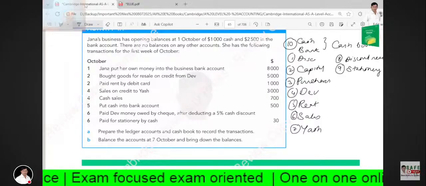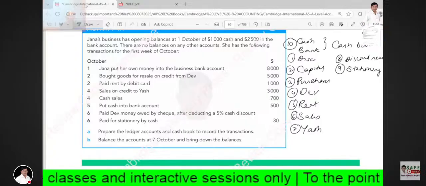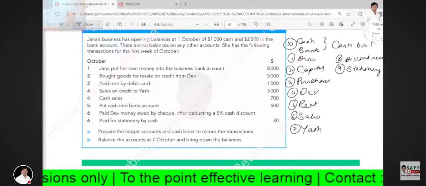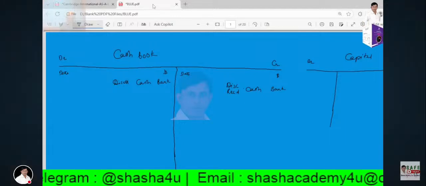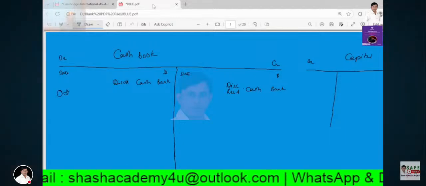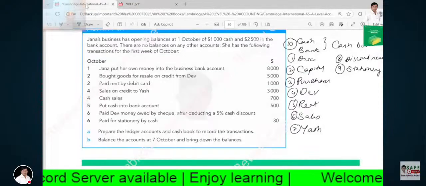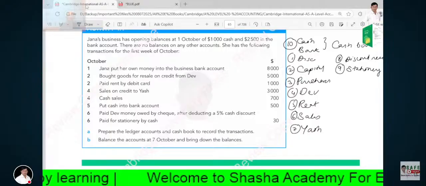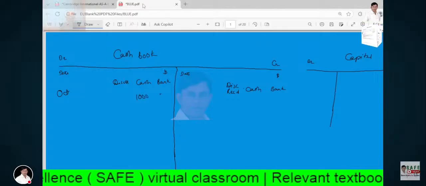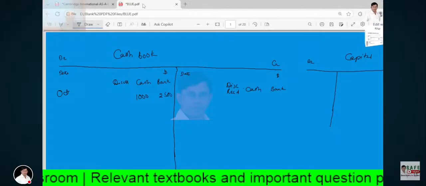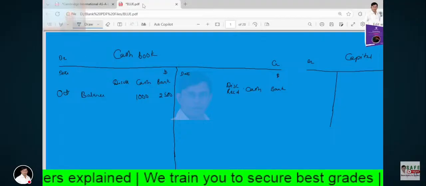First October, cash 1,000, bank 2,500. 1,000 cash, 2,500 in the bank. So it is balance brought down.